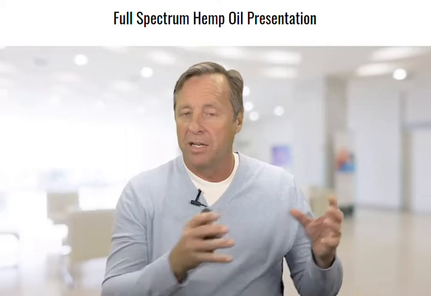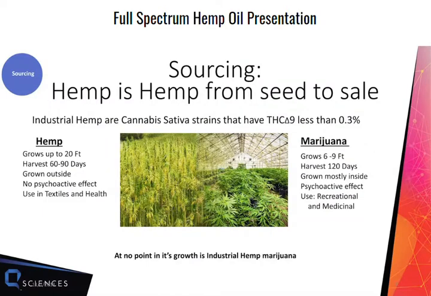So let me talk to you a little bit about the definitions between industrial hemp and the other side of cannabis, which is marijuana. Industrial hemp are cannabis sativa strains that have THC delta 9 less than 0.3% in the US. This is a very strict and very exact definition that the federal government has put on that. In order to be categorized as industrial hemp, you have to have THC levels below this. At no time is an industrial hemp plant a marijuana plant.